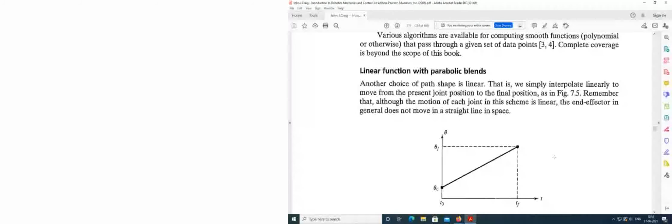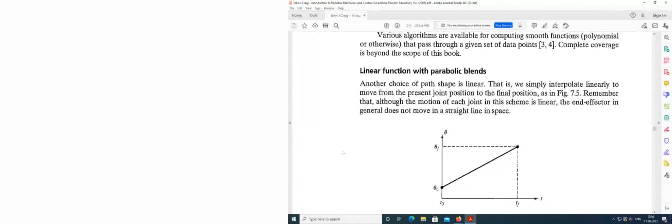If that's the case, we can't use this function alone for pick and place. Why? Because initially the velocity has to be 0, but in between the velocity has to change, and then finally once again the velocity has to be 0. Just with this linear function we cannot achieve that, so for that reason we can't use the linear function alone. But the advantage of the linear function is that in between it will move at a constant velocity.